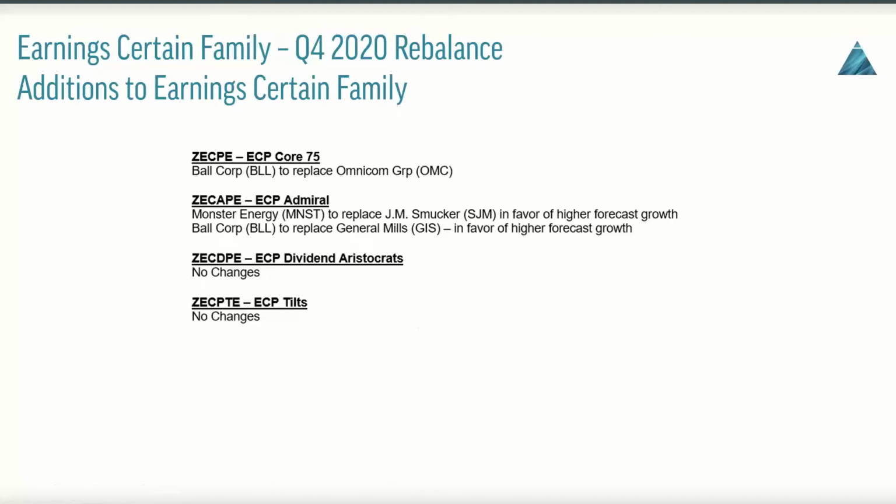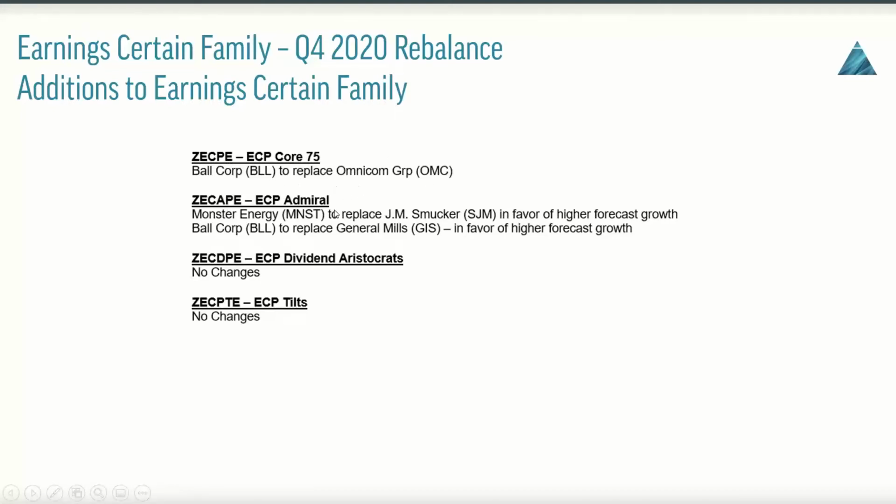So the additions to the earnings certain family is we've pulled in just an absolute bellwether material stock by the name of Ball Corp. And for those of you that are old timers like me, yes, it's the Mason Jar company, but they are probably one of the world's largest packaging companies. They've got an aerospace arm with their aluminum manufacturing, and they cover just an absolute ton of ground. We're not going to talk about exactly what they do, but we're going to look at the charts here. They're replacing Omnicom in the core 75.